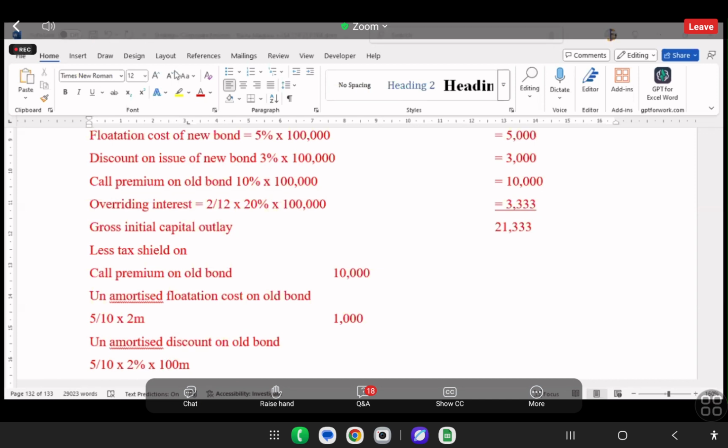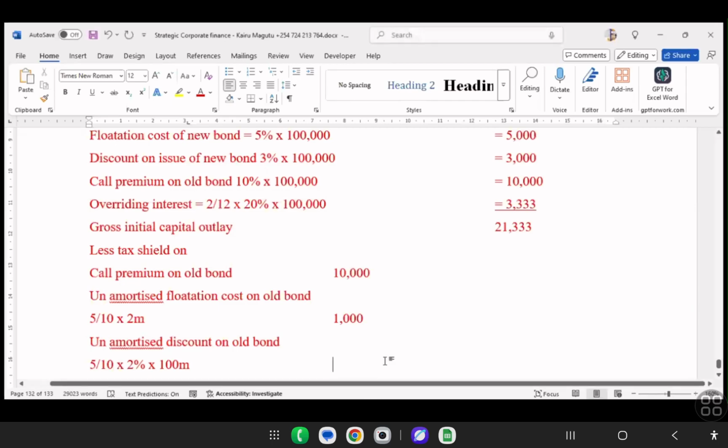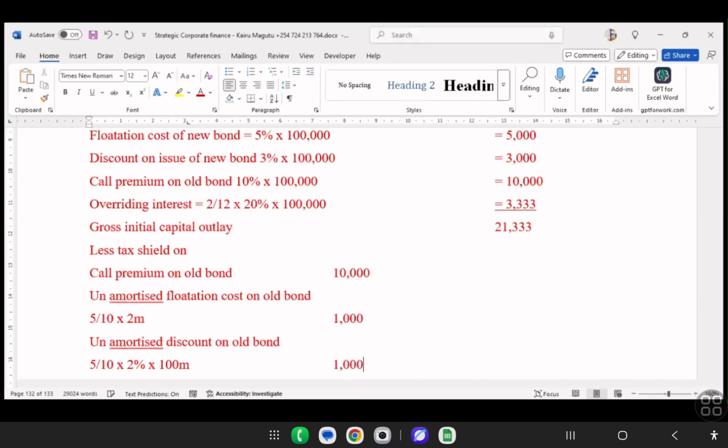Someone help me to get this. The unamortized discount. Who has written? Is it confirmed to be 1 million? 1 million, like that.